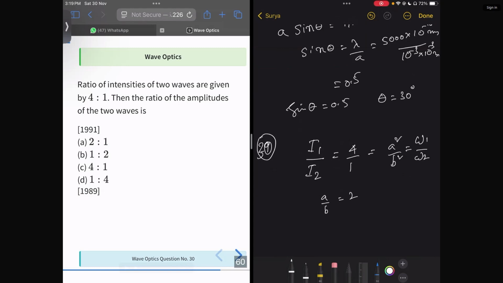So it is 2:1. So option A. The ratio of the amplitudes A is to B is 2:1.